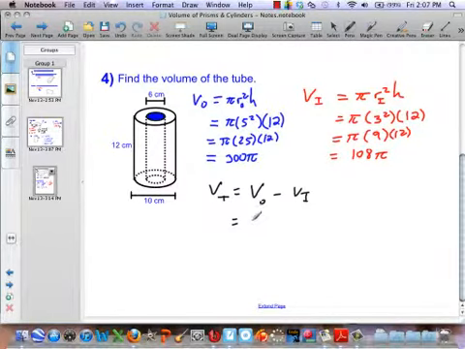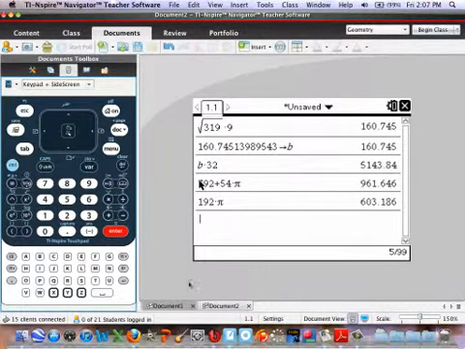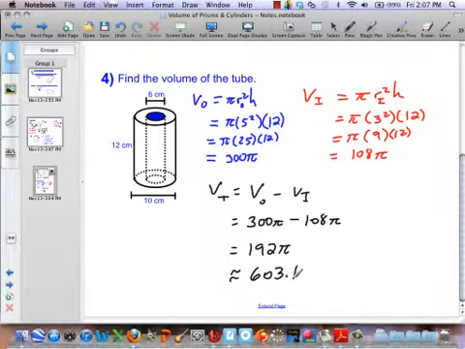So the volume of the outside is 300 pi. The volume of the inside is 108 pi. The difference is 192 pi, which is approximately 603.19. What are my units? Centimeters cubed. That's it.